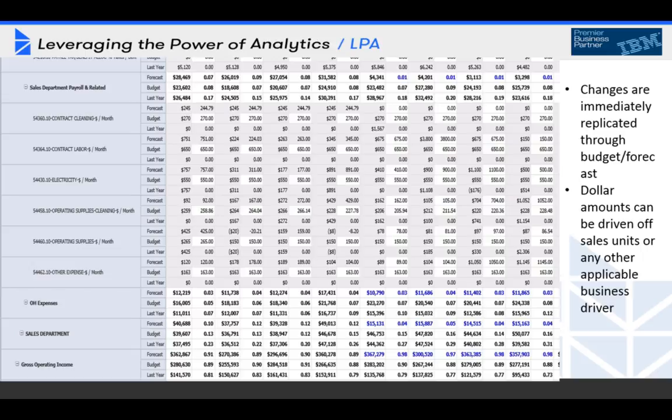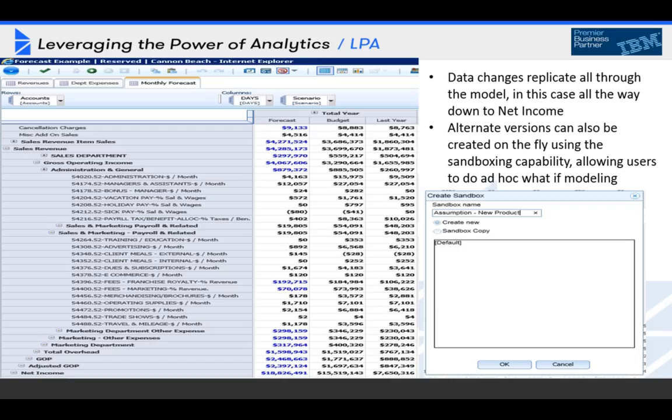And then any dollar amounts can be driven off sales units or any other applicable business driver. So those drivers are completely customizable behind the scenes. We have some expenses behind the scenes that are driven off of unit sales. Some are just a flat dollar per month. So whatever your business needs, those drivers could be set up for, the tool can be completely customized to accommodate those drivers to get driver-based planning.